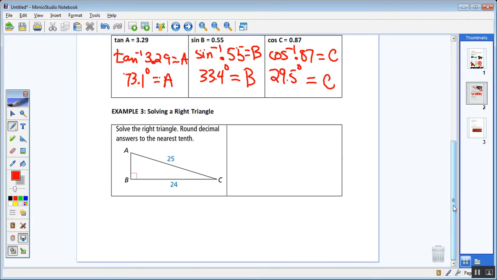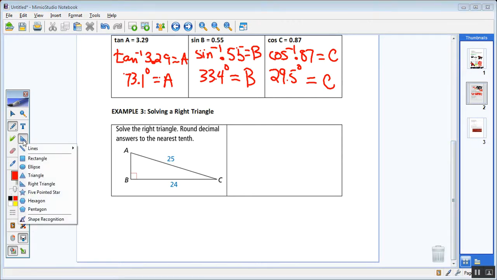And so in example 3, it says to do what now? Solve the right triangle. This is our goal today. How do you solve right triangles? This is what we're trying to accomplish today. So this example, I'd say it's kind of important.